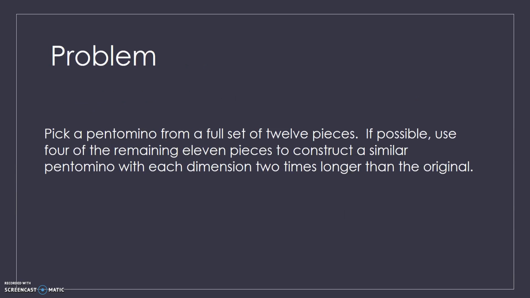So our problem was to pick a pentomino from a full set of 12 pieces, and if possible, use 4 of the remaining 11 pieces to construct a similar pentomino with each dimension 2 times longer than the original. So basically with this, I doubled. It seemed a little confusing at first, but I just doubled each pentomino and tried to recreate the pentomino with the pieces that I had left.